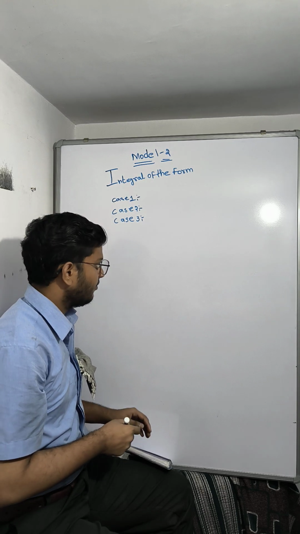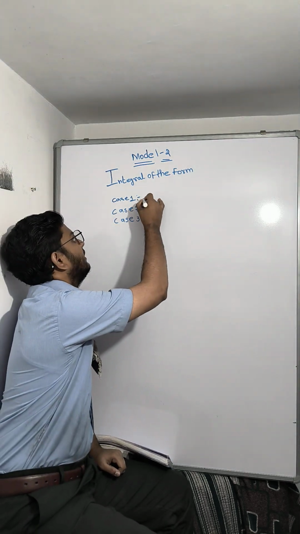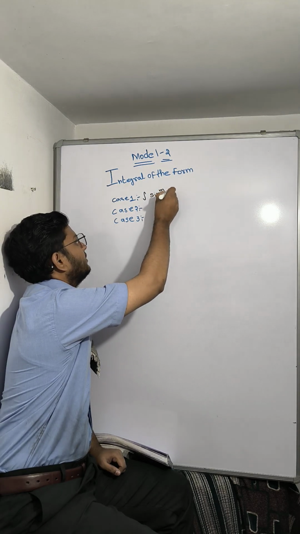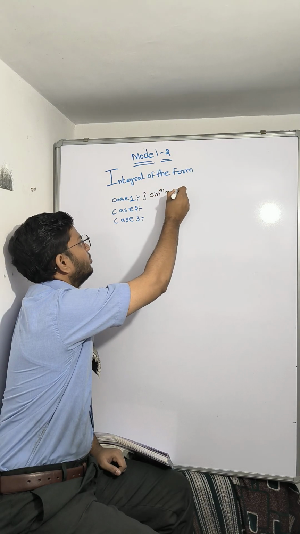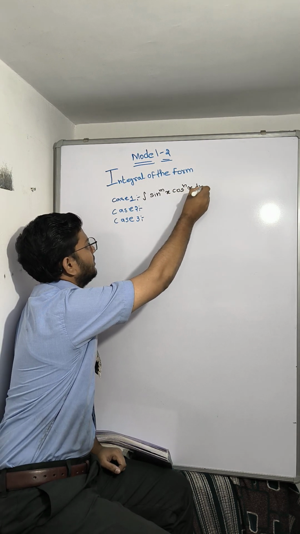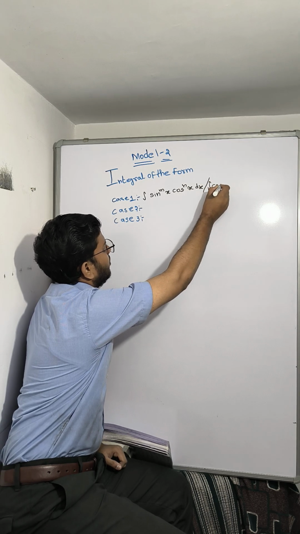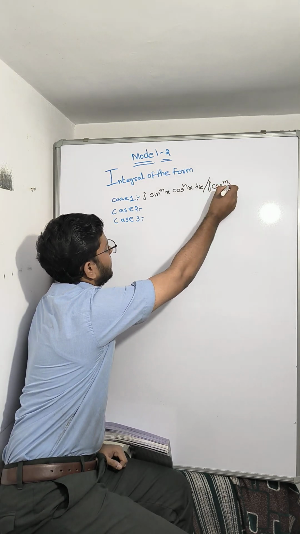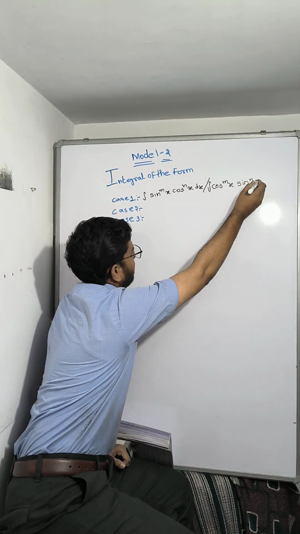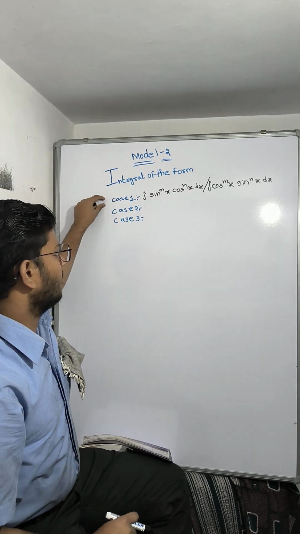In case 1 we have the form integral sine to the power of mx cos to the power of nx dx, or integral cos to the power of mx sin to the power of nx dx. This is the case 1 formula.